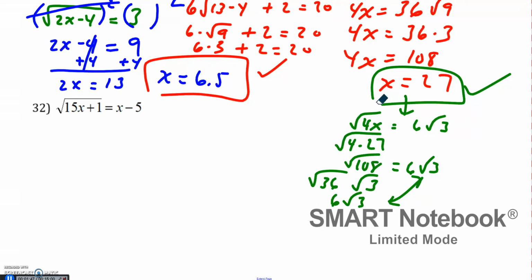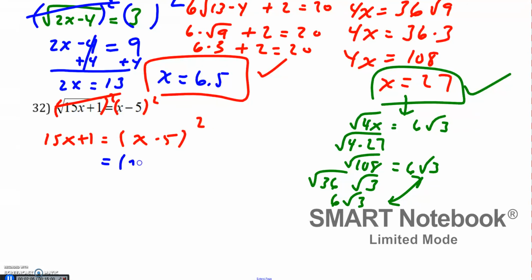Number 32, just like 31, I have nothing I can move outside the radical, so the first thing I would do is square both sides. So I'd have 15x plus 1 equals (x minus 5) quantity squared. So just like 31 also, remember this means x minus 5 times itself. It does not mean x squared plus 25. And again, I know it's very easy to fall for that trap, so please focus on that.